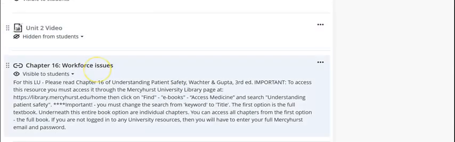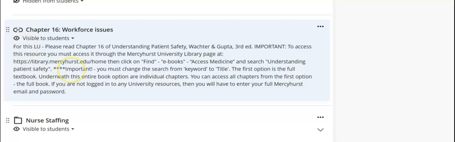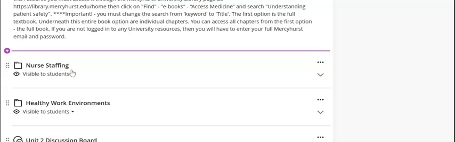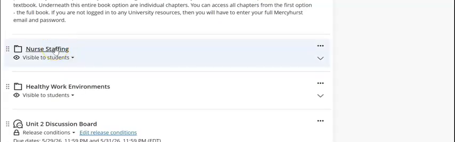And the first thing you're going to do is look at Chapter 16 in our Understanding Patient Safety book. And that is on workforce issues. There's a lot of good material in there. Again, you're getting this through our library database, so you can look at the instructions for how to access that chapter. And then there are two folders, nurse staffing and healthy work environments.